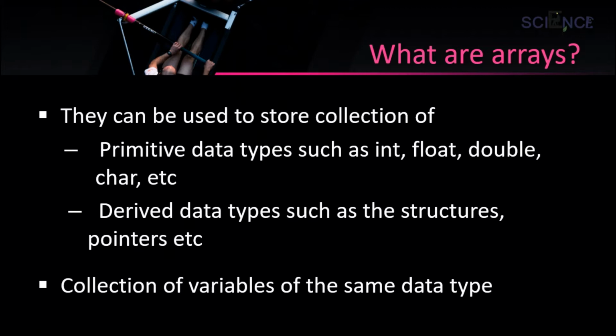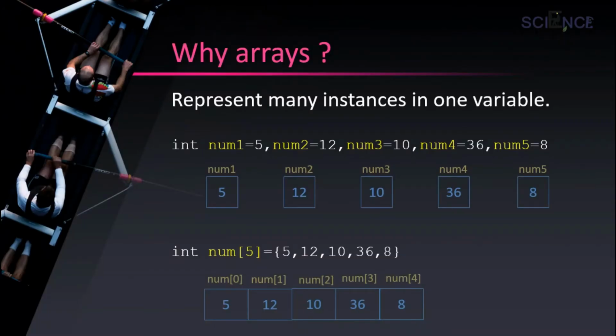So we can say that arrays are a collection of variables of the same data type. Why can we say this? Let's see. Arrays represent many instances in one variable. Why can we say this?